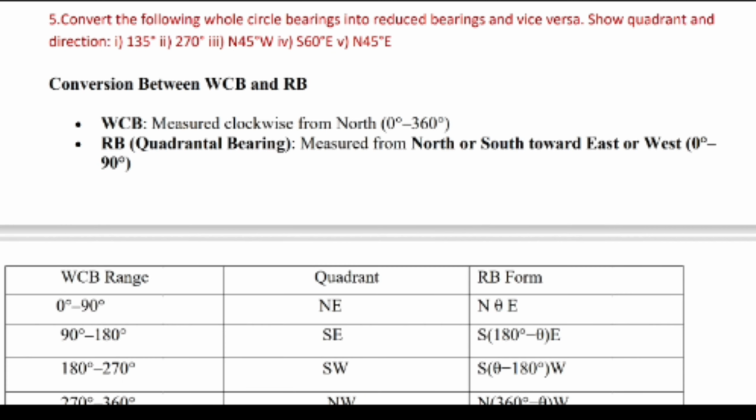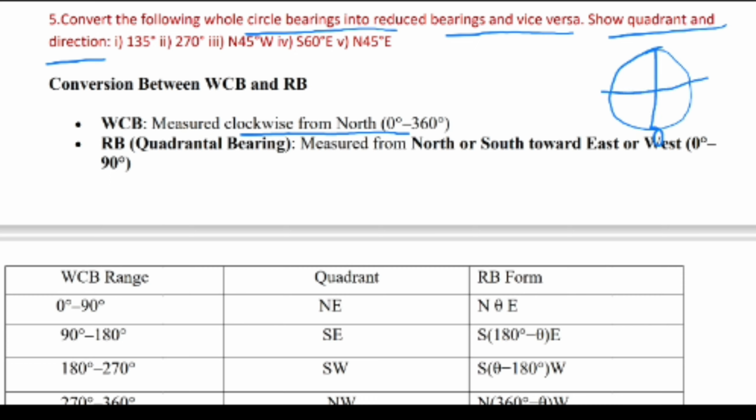Next you have to convert whole circle bearings to reduced bearings, showing the quadrantal direction. Whole circle bearing is nothing but measuring clockwise from 0 to 360 degrees, a complete 360 degree circle. The reduced bearing is measured from north or south towards east or west. You have to show it in the bearing.